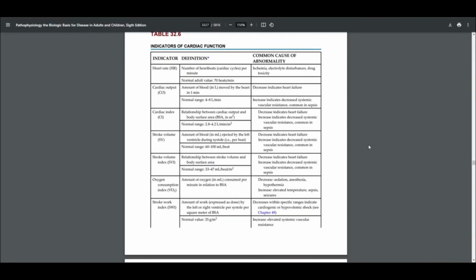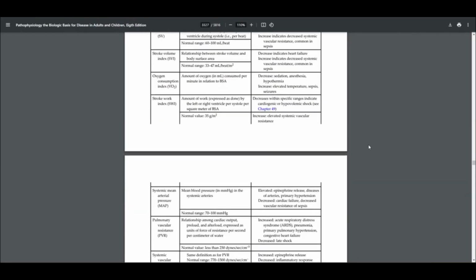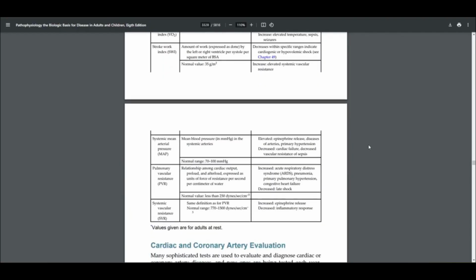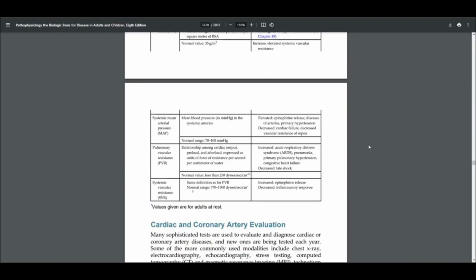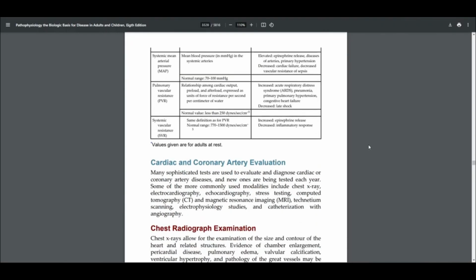So we got heart rate, cardiac output, cardiac index, stroke volume index, oxygen, stroke work index, systemic mean arterial pressure, pulmonary vascular resistance, and systemic vascular resistance.